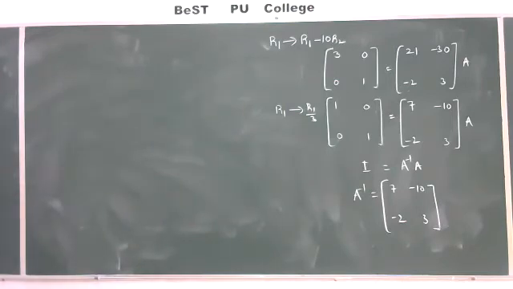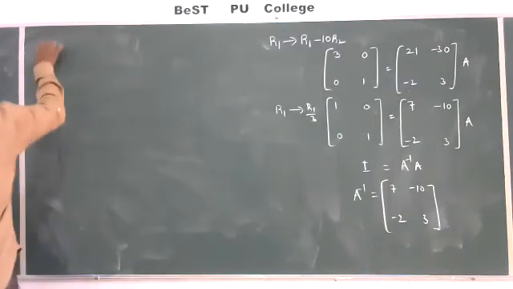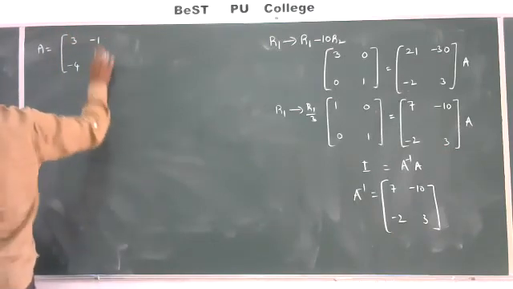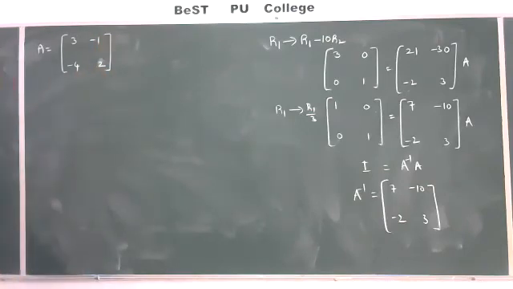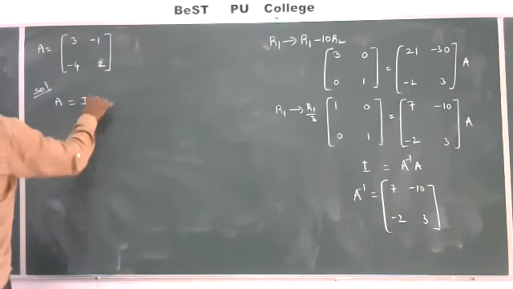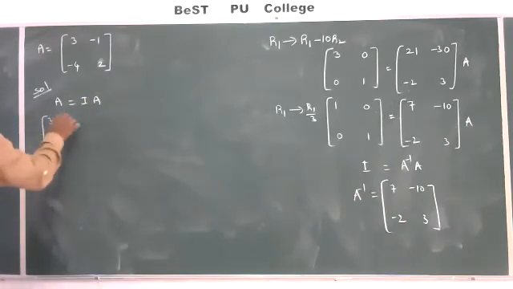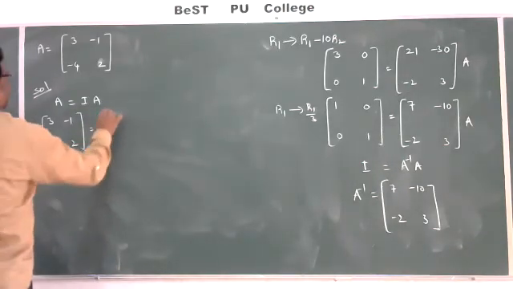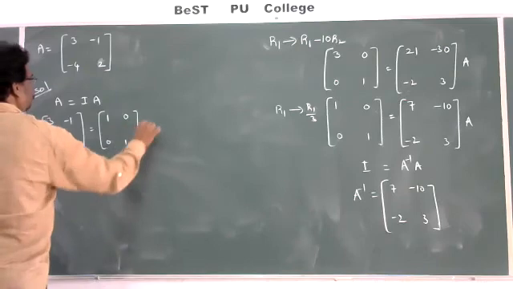Yes, 10th problem. Matrix 3, minus 1, minus 4, 2. Solution: A is equal to IA. That is matrix 3, minus 1, minus 4, 2 is equal to I, the matrix 1, 0, 0, 1, into A.